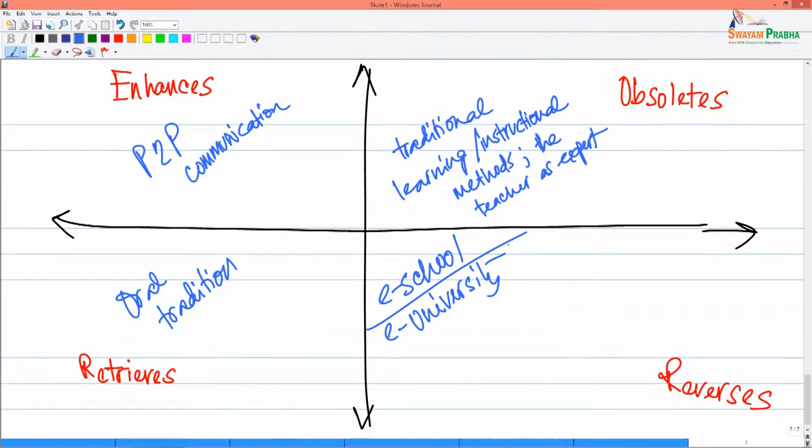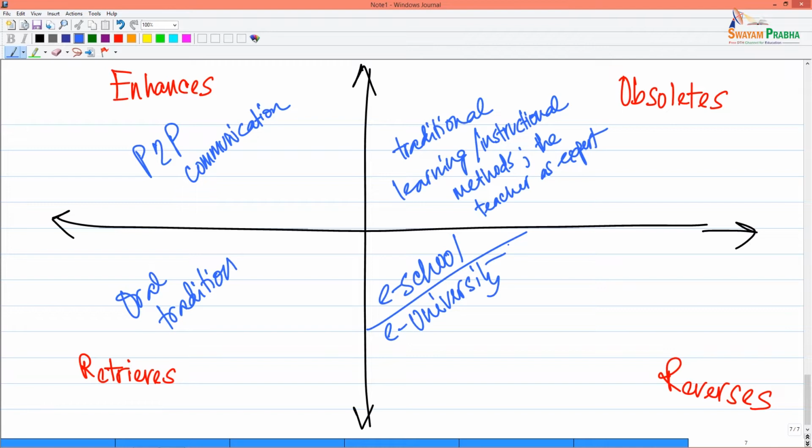So, if we quickly recap in the context of the smart class, we are asking McLuhan's Tetrad, the four questions, in the context of the smart class. What does it enhance? It enhances P2P communication. What does it make obsolete? It makes obsolete traditional learning infrastructural methods. It makes obsolete the teacher as a supremacist subject, the teacher as an expert. What does it retrieve? It retrieves oral tradition. What does the smart class reverse? What does it flip into when pushed to extreme? It furnishes ideas of alternative learning institutions, for example, the e-school or the e-university, the distance learning university.